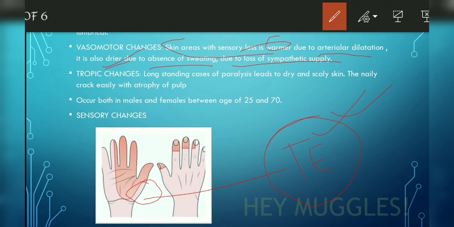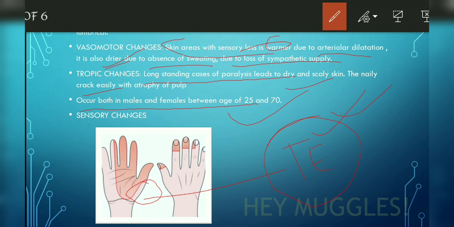Then there are trophic changes. In long-standing cases of paralysis, it leads to dry and scaly skin, and as a result there is atrophy of the nails. The nails crack easily, and there is atrophy of the pulp of the nails. It occurs in both males and females between the ages of 25 and 70. So these are the clinical features of carpal tunnel syndrome.